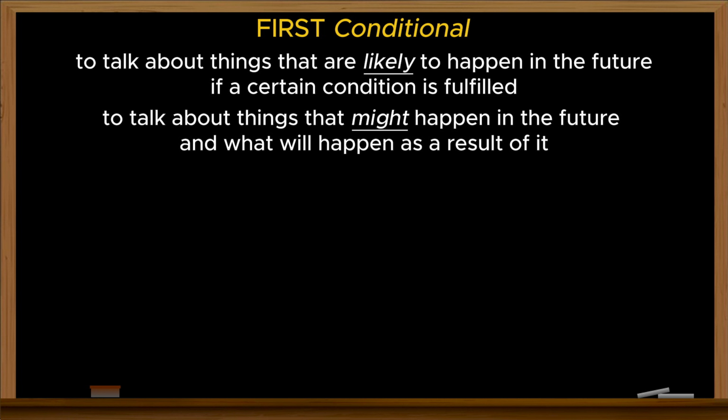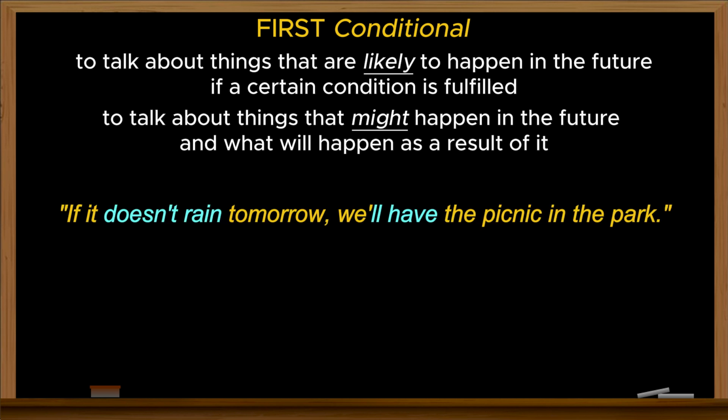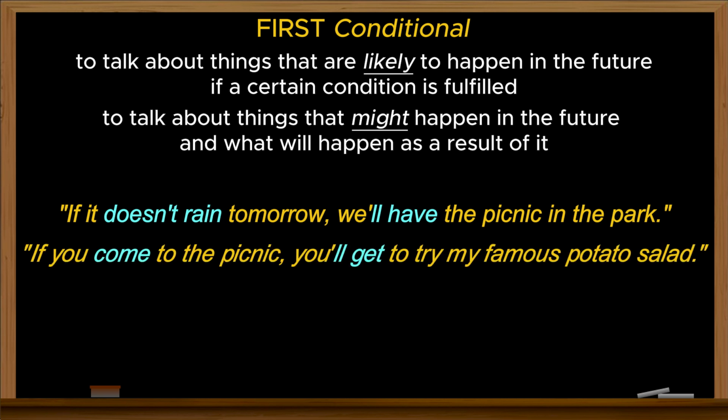Now, let's take a look at some real-life examples. Imagine you're planning a picnic, and you say, "If it doesn't rain tomorrow, we'll have a picnic in the park." Or, if you're trying to convince your friend to come to the picnic, you might say, "If you come to the picnic, you'll get to try my famous potato salad," which might be a positive or a negative thing. So in these two examples, we have something that might happen in the future in the first clause, and something that will happen in the second clause if the condition in the first clause is fulfilled.